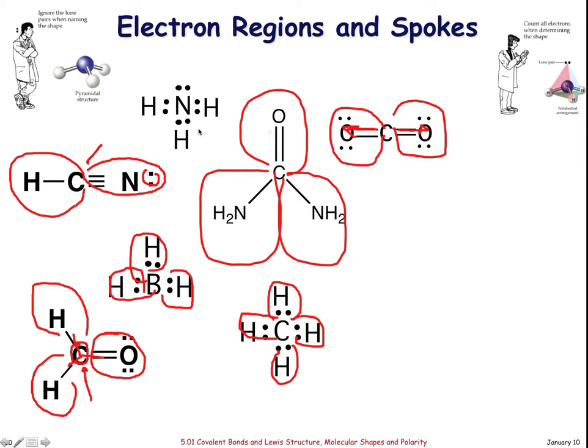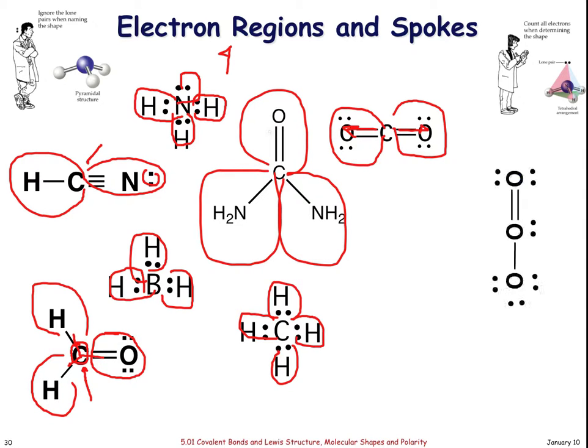Well, let's take a look at this one. How many regions around that? If you said 3, you're wrong. What we have is 1 region, 2 regions, 3 regions, and remember, a lone pair is its own region, so this has 4 regions of electron density, or 4 spokes coming out of the nitrogen. How about that? That's ozone. How many regions? You should have gotten 3. This is 1, this is 2, and this is the third one, 3.